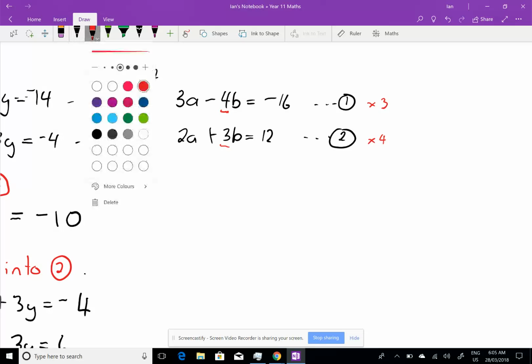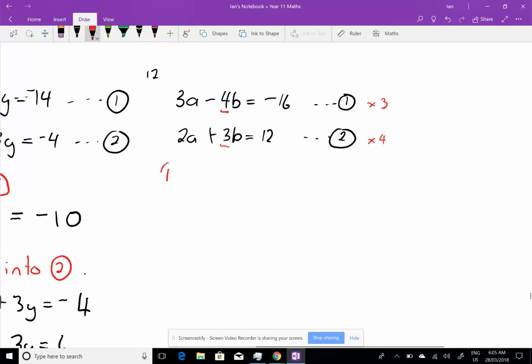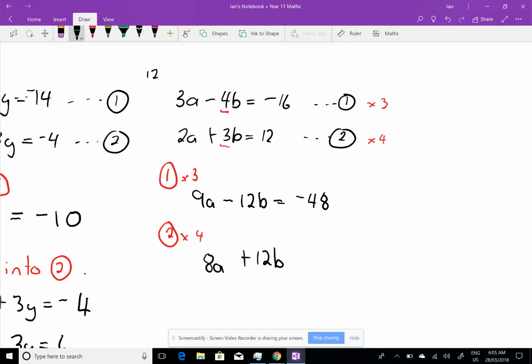So I'll write down what I'm doing, even though it looks like I've shown that before. Equation 1 times 3, and I've got to multiply everything by 3, so I'm going to get 9a minus 12b equals negative 48. Now I'm going to go equation 2 by 4. And I'm going to get 8a plus 12b equals 48. Call this now equation number 3, because even though it's the same equation, it's in a different form. And equation number 4.